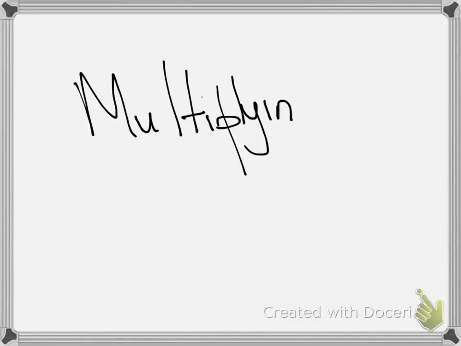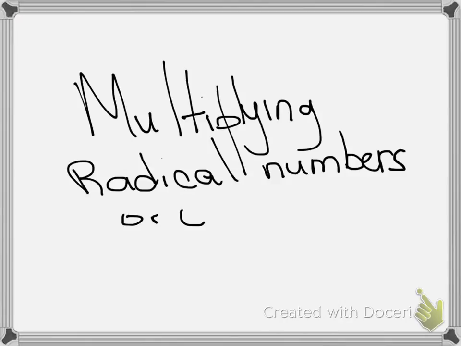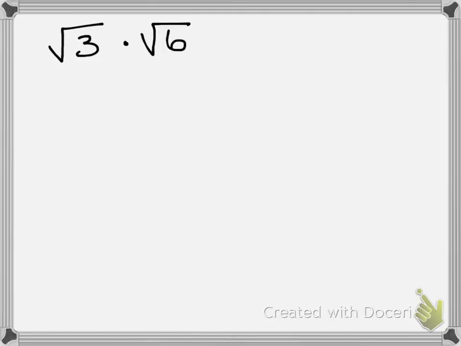Good morning, class. Today we will look over multiplying radical numbers or expressions. We have seen how we simplify radical expressions and numbers, so we're going to multiply them at this point. Make sure you follow the steps to do so. For example, the square root of 3 times the square root of 6.